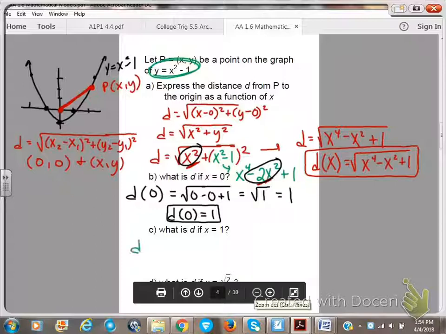Okay, so that's asking for d of 1. So if you plug that in, you have 1 to the 4th minus 1 squared plus 1. Well, I agree with you.